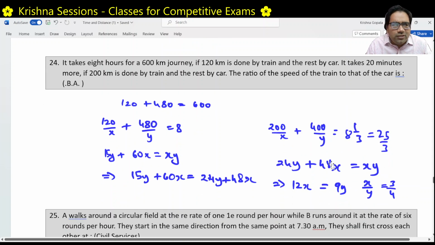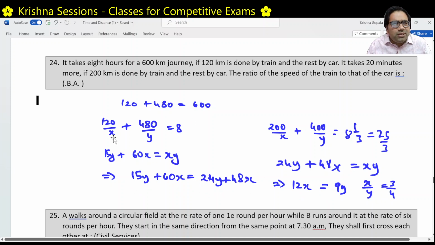So we have got two equations. This equation is from when the train is traveling 200 kilometers, and the other when the train is traveling 120 kilometers. Let's equate both of them because both are equal to xy. So 15y plus 60x is equal to 24y plus 48x. So 60x minus 48x, which is 12x, is equal to 24y minus 15y, which is 9y. What that means is x by y is equal to 3 is to 4.